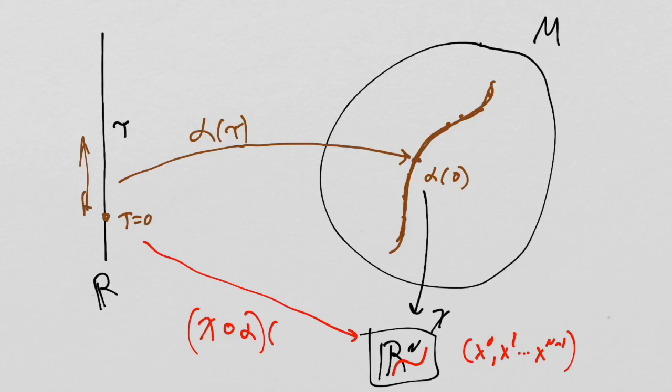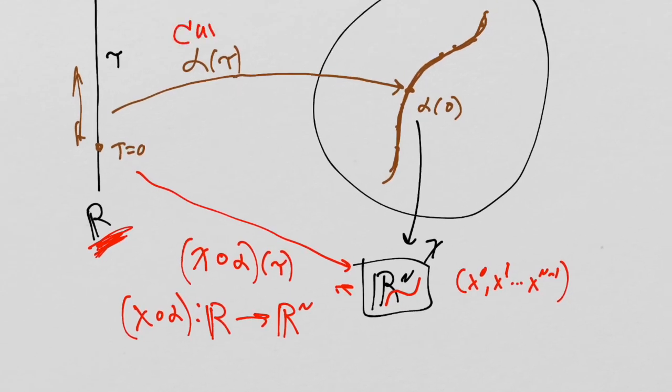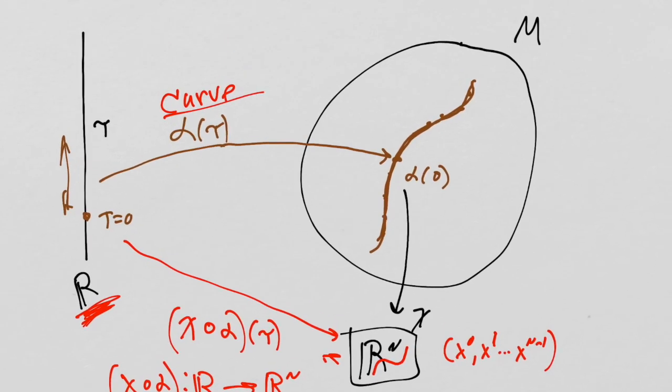And x after alpha is a function of tau. The domain of this function is the real numbers. The range is Rn. So I should write: x after alpha is a map from R to Rn, a map from the real numbers to Rn. So now that is a curve in M. This is what a curve in the set M is.